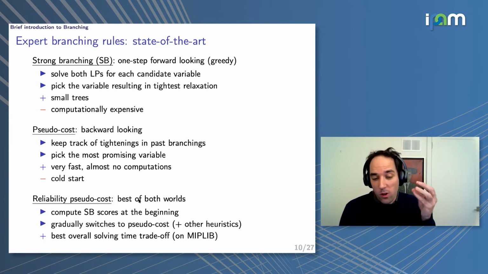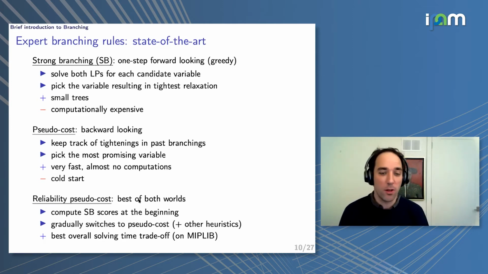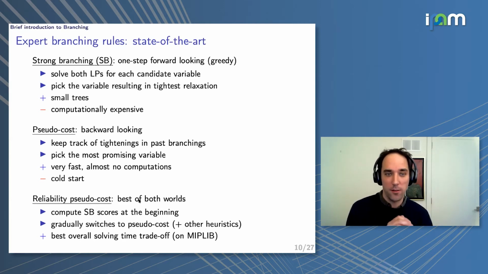So basically what you can imagine is this is spending a lot of time on each node, solving two LPs for each candidate variable. And so this will lead to very small trees, but it's also very computationally expensive. On the other end of the spectrum, you have pseudocost. Pseudocost is backward looking.